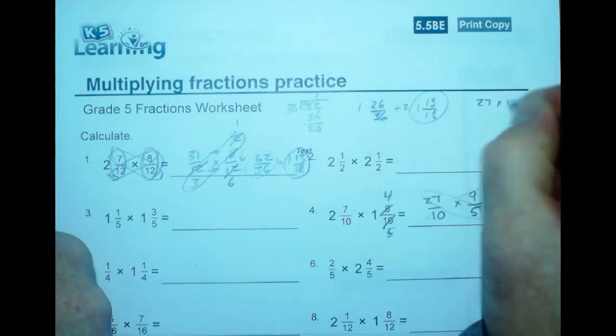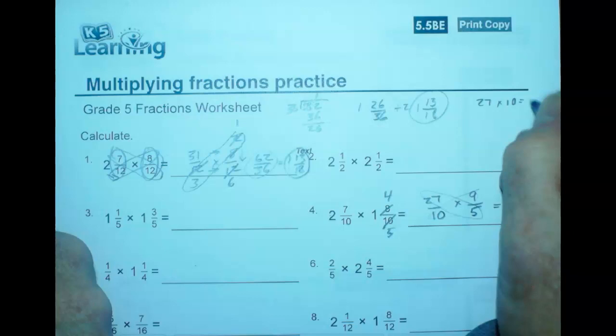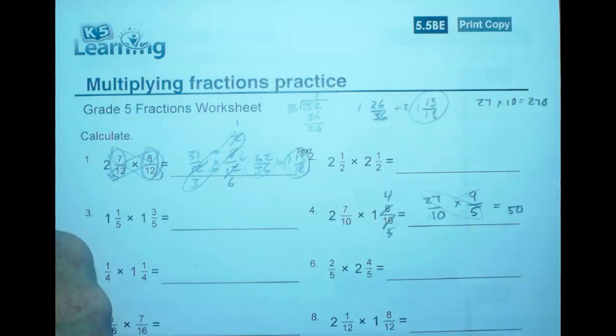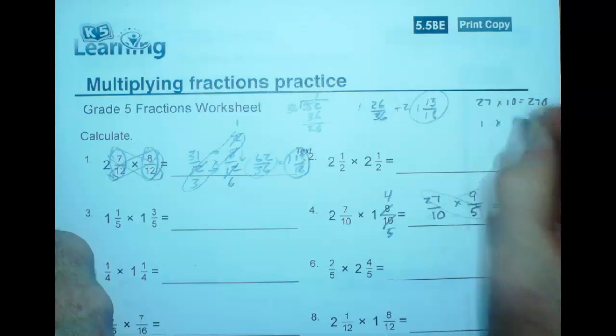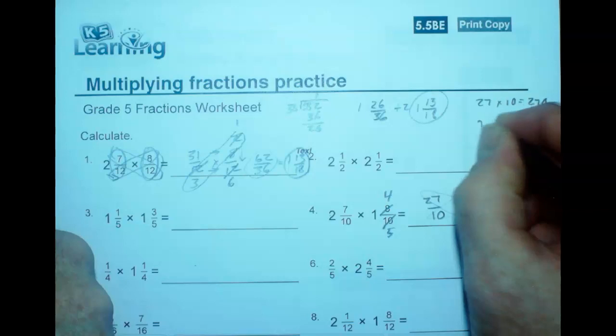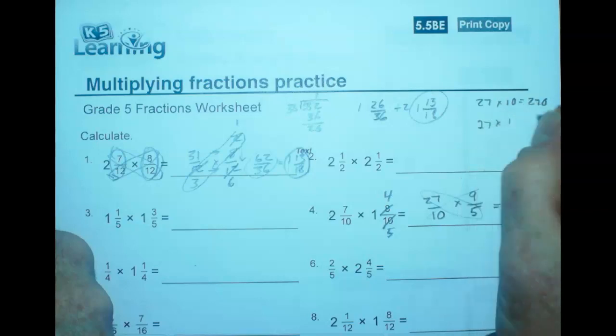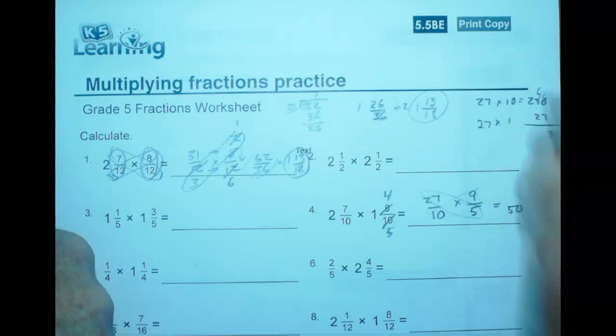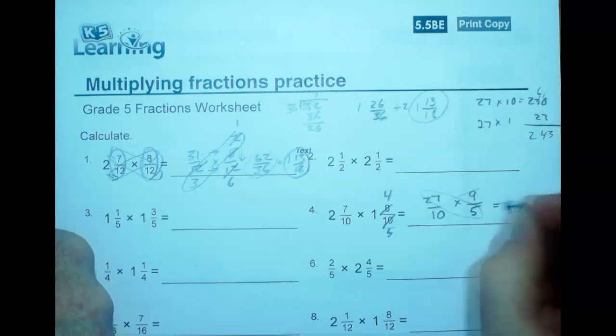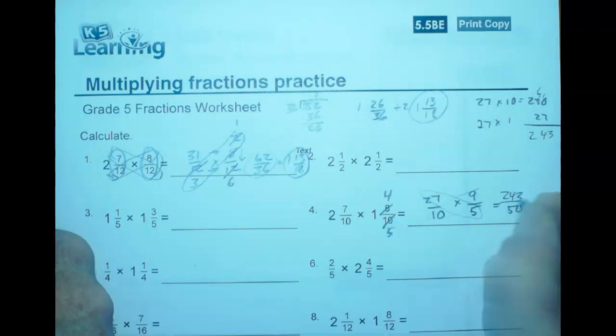10 times 5 is 50, and I'm going to have to go up on the side and multiply 27 times 9. Well, think about this. 27 times 10 is 270, right? So if I subtract 27 times 1, I just subtract 27 here, that would be the equivalent of 27 times 9. It's just a little bit faster. So 10 minus 7 is 3. This is a 6. 6 minus 2 is 4. So that would be 243. So it's 243 fiftieths.